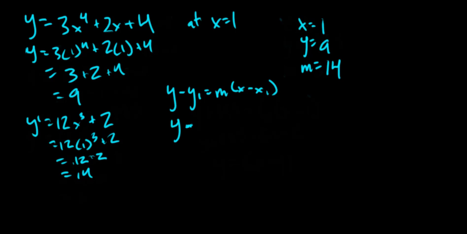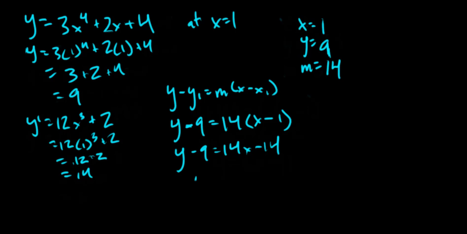So when we do that, we get y minus, that looks like an a, but it's 9. Here, let me just make the line a little longer. y minus 9 is equal to m, which is 14, times x minus x1, our x1 is just 1. Then when we evaluate this, we get y minus 9 is equal to 14x minus 14. And when we add 9 to both sides of the equation, we get that y is equal to 14x, and then negative 14 plus 9, that's just going to be equal to negative 5. And that's the equation of our tangent line.